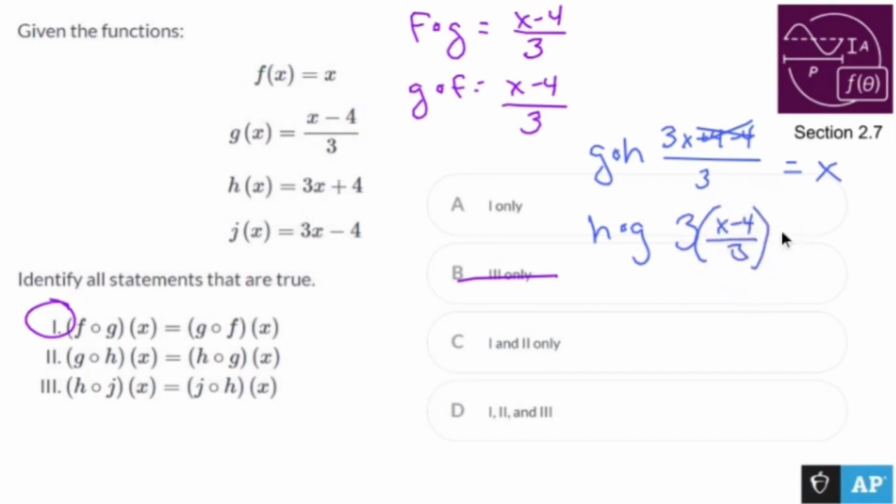Don't forget the plus 4. These guys cancel out. And then I'll have x minus 4 plus 4, which is just x. Oh, how nice. Of course, I have to keep going because it's never that simple.